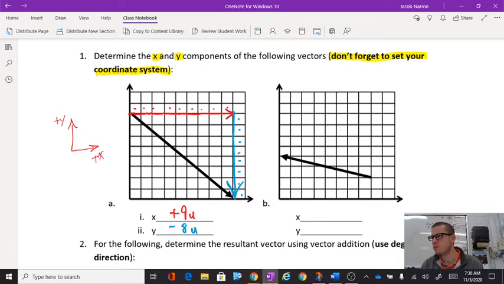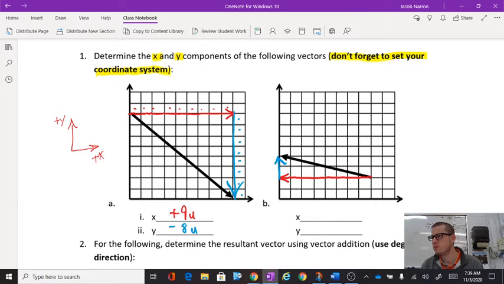Let's look at B. All right. In B, we see this resultant vector is pointing up and to the left. So it should make sense then that our individual components are going to point left and up. Left and up, just like this. Or up and to the left. I mean, it's the same thing. But notice how I'm drawing these vectors.